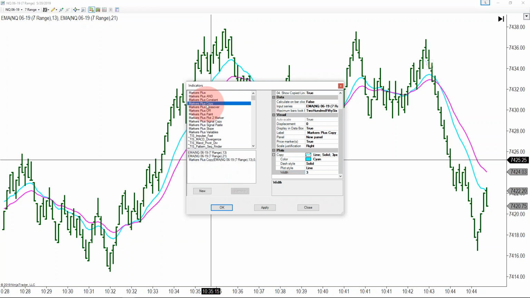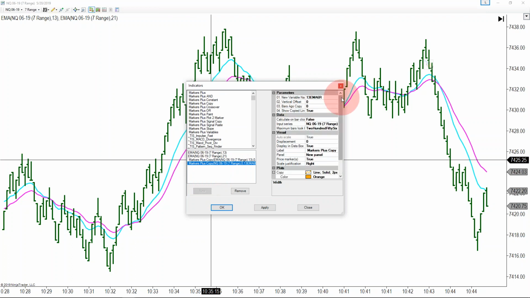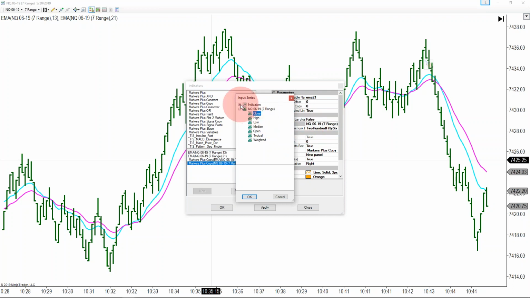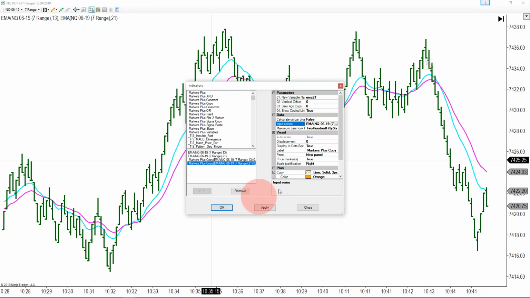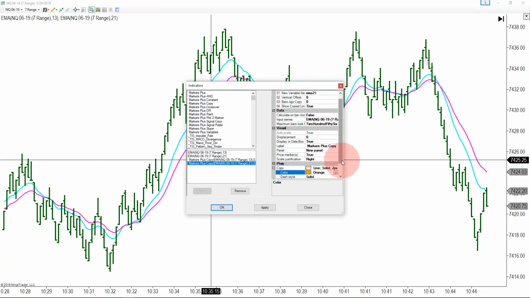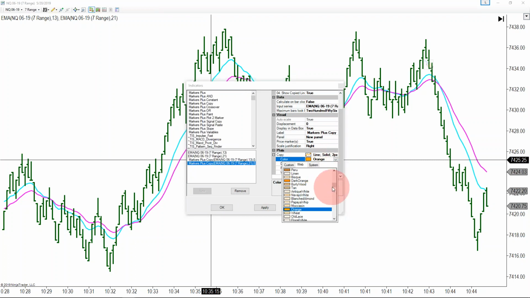Rather than that, I'm just going to do the next step at the same time. So I'm going to select Markers Plus, copy again, and click new. I'm going to come up here and give it a name, and I'm going to call it EMA 21. I'm going to go down to Input Series, click on that. And what do I want to copy? Well, the indicator I want to copy is an EMA, so I'm going to click that, and I want it to be a period of 21. And then I'm going to change the color to magenta.